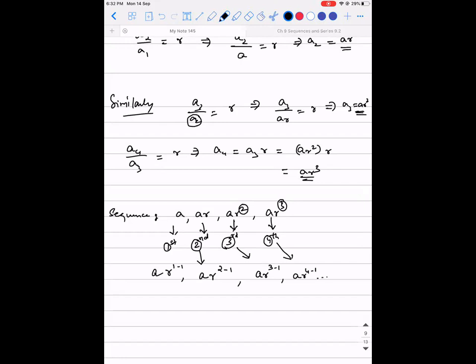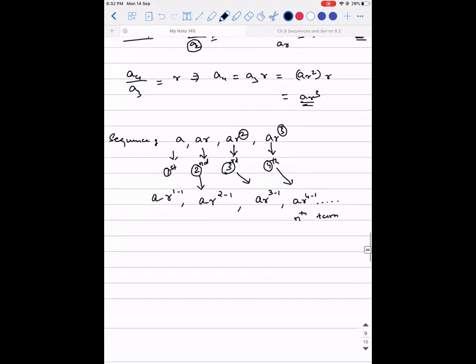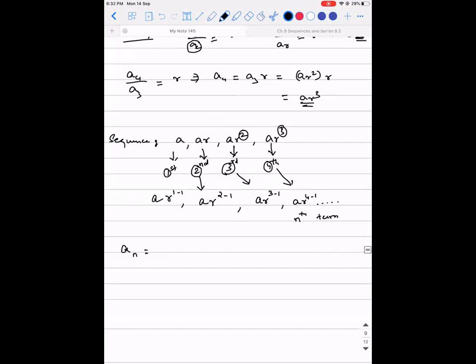Yes, that's right. So if you do this, what will be the nth term? An will be equal to AR power n minus 1. You're able to understand what the name of this term is. This is called the nth term of GP, or the general term of GP.